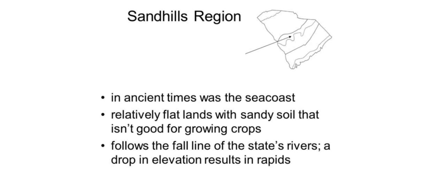This region follows the fall line of the state's rivers, and this is just where a drop in elevation results in rapids, which is just quickly flowing water. And the fall line is somewhere around in here. If you go to the Sandhills region, you'll see rapids in those rivers. And of course, in this region, our state capital, Columbia, is located.